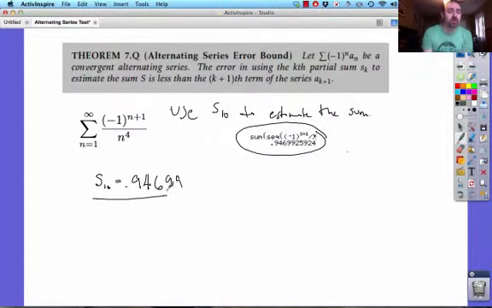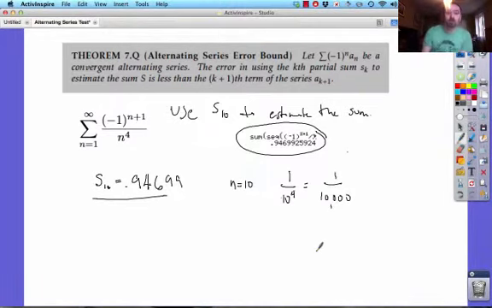So the first 10 terms sum to 0.94699, and we want to use the alternating series error bound to figure out how close we are to the real value. Well, this is an alternating convergent series. This is 1 over n to the fourth, a p series, made alternating. The 10th term, for n equals 10, if I ignore the alternating part, is 1 over 10 to the fourth, which is 1 over 10,000.